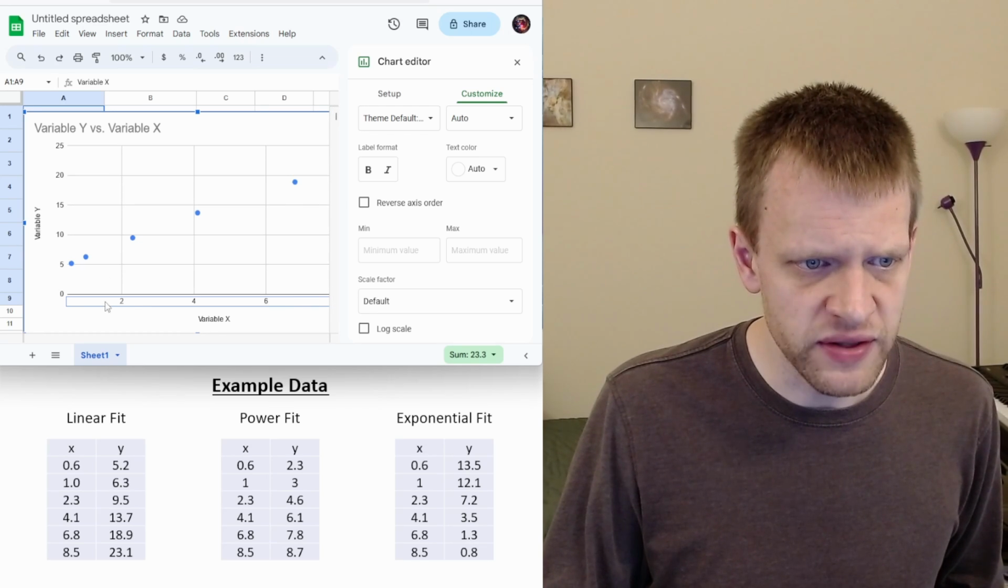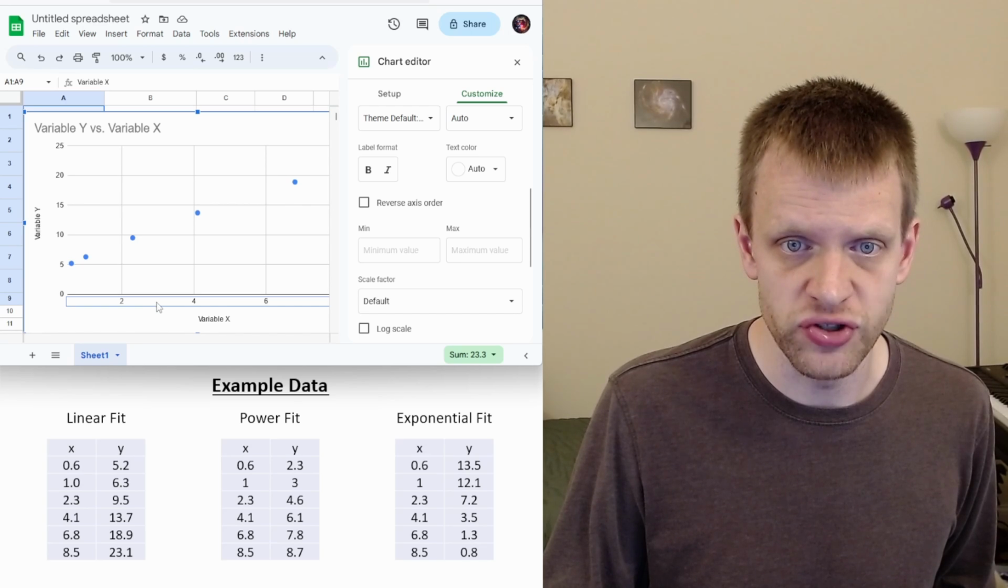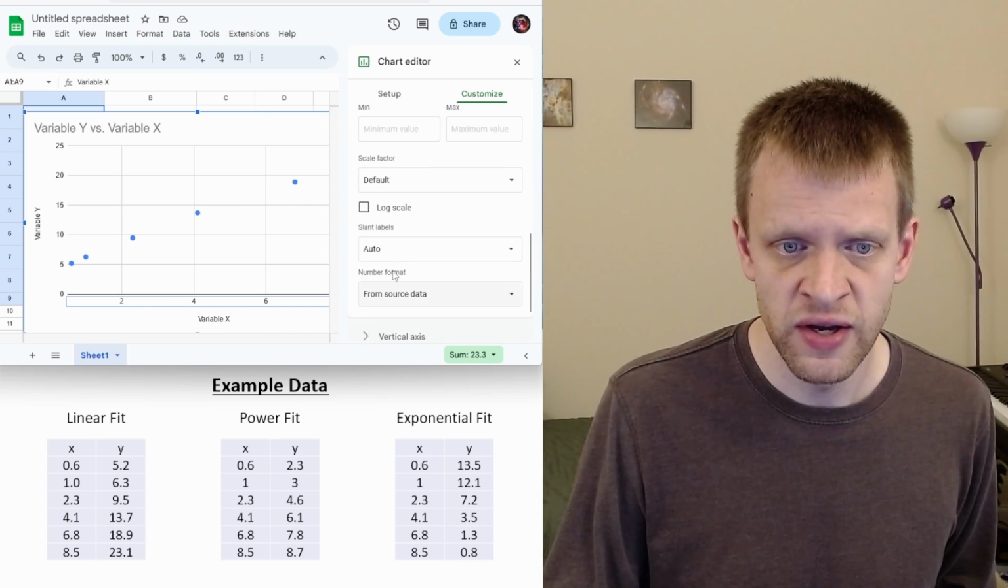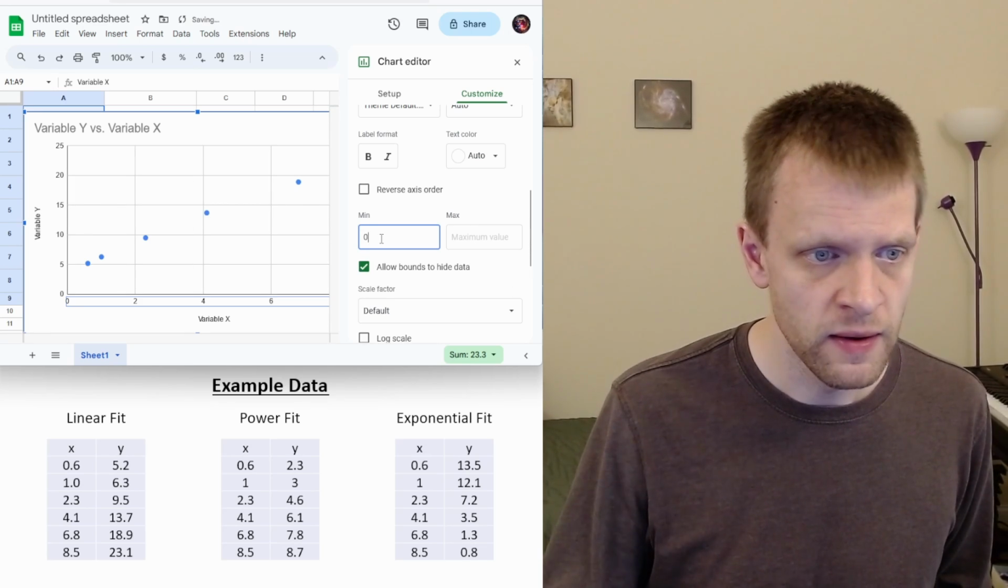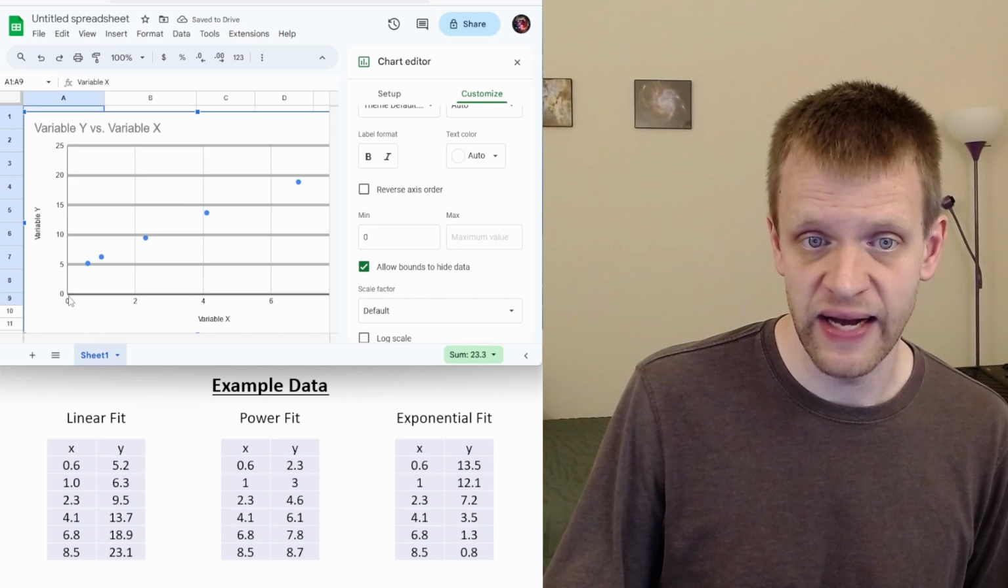But maybe I want this x variable starting at 0. So then, again, I click on that horizontal axis. I'm looking at customize the horizontal axis, and that minimum value, I want that to be 0. So it's rescaled that axis to allow this thing to start at 0, 0.